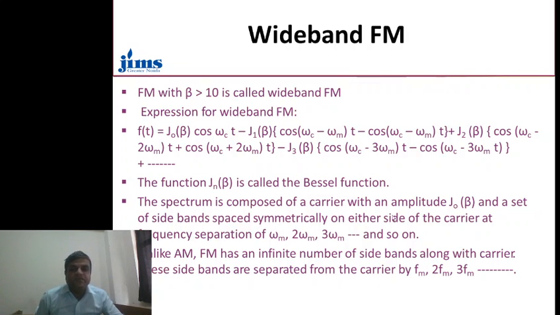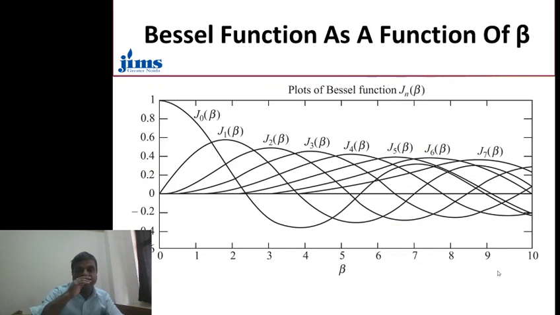So the spectrum is composed of the carrier with amplitude J0(beta), and there are sidebands. That is our carrier, J0. All others are sidebands, centered around omega m, twice omega m, and thrice omega m. See this expression, it is very clear. Unlike AM, FM has an infinite number of sidebands along with the carrier. These sidebands are separated by the frequency fm, 2fm, 3fm, and so on. So this is all about wideband FM.